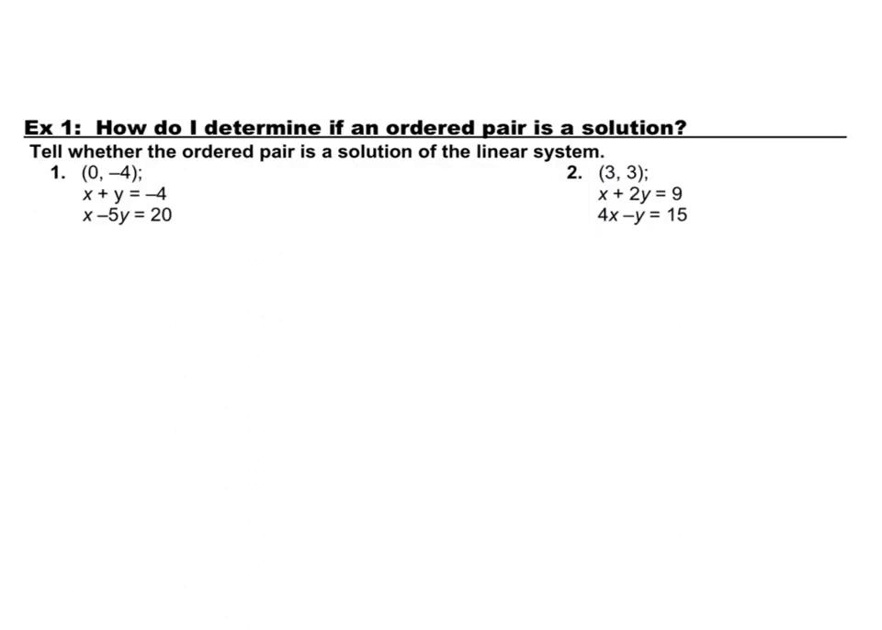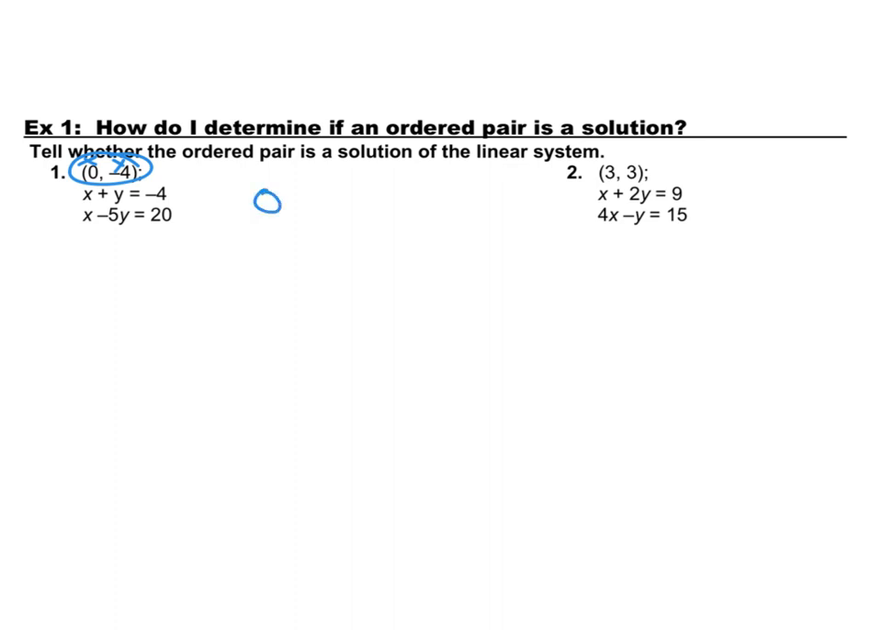All right, so how do I determine if an ordered pair is a solution? Remember, we're saying that the solution is going to be for two or more equations. And so we've got two equations here, and we're checking to see, is the ordered pair (0, -4) a solution of this set of equations? x plus y is equal to -4 and x minus 5y is equal to 20. So what we're going to do is take our ordered pair. Remember, the ordered pair is an x and a y, and we're going to plug it in to see if it's actually a solution.